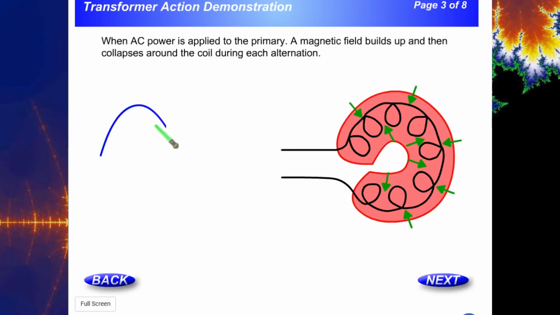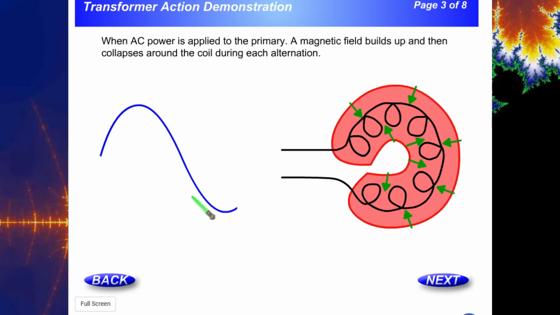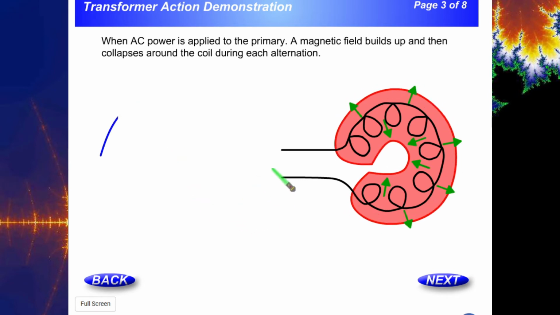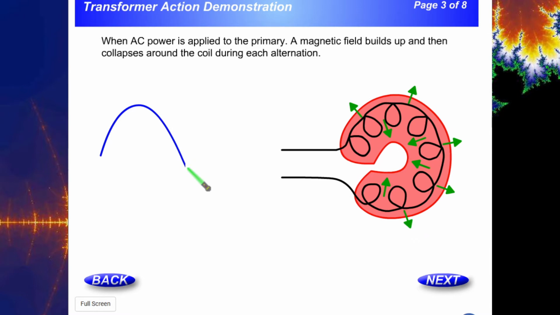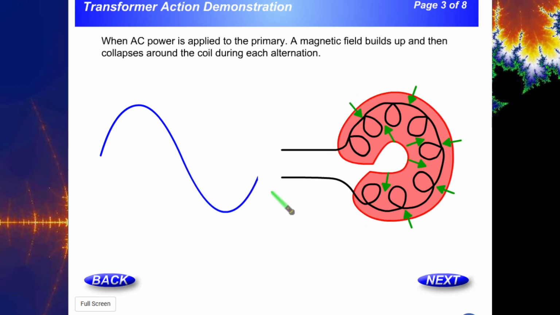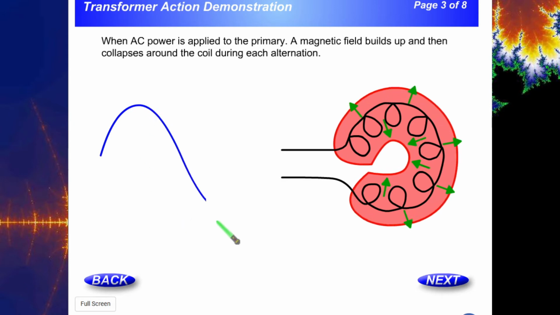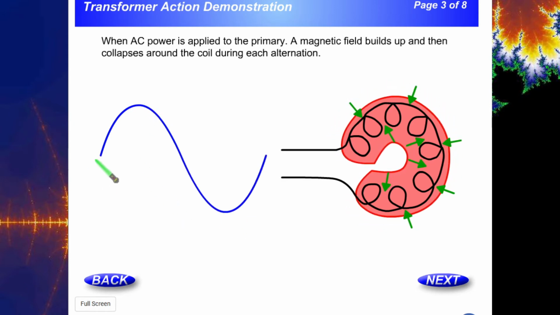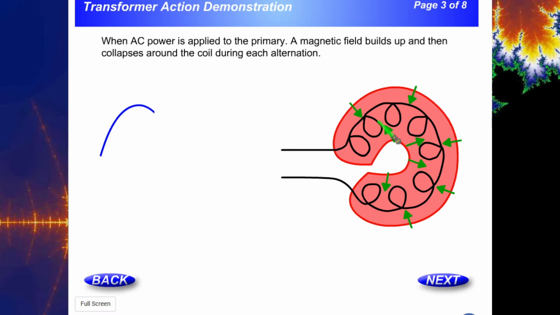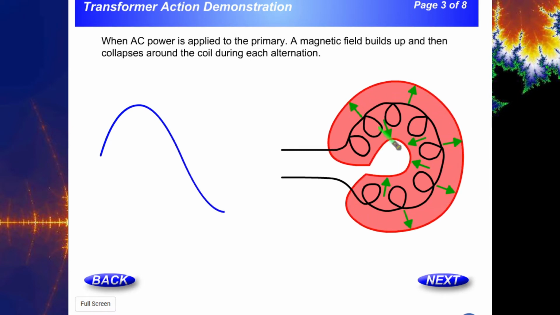And then it collapses as it starts to decrease. And then once it hits 0 and starts to have a negative amplitude, it starts to increase again. And then when it starts decreasing back to 0, it collapses. So you can see, no matter if it's coming from the positive voltage or the negative voltage, when it starts to approach 0, the magnetic field is going to start collapsing. Okay, but this is essentially what's happening.